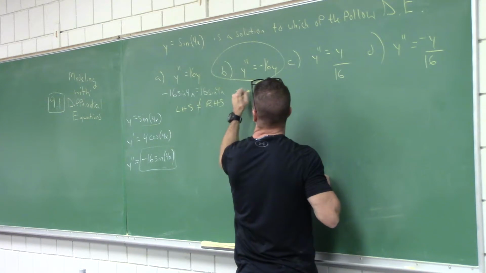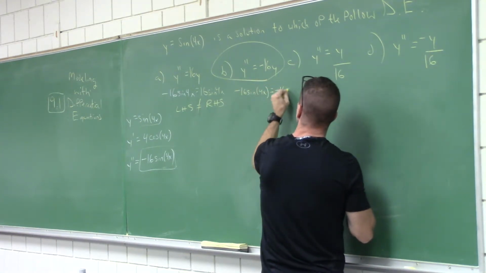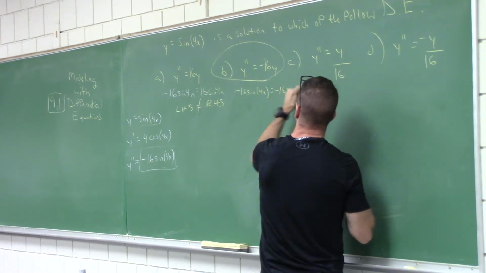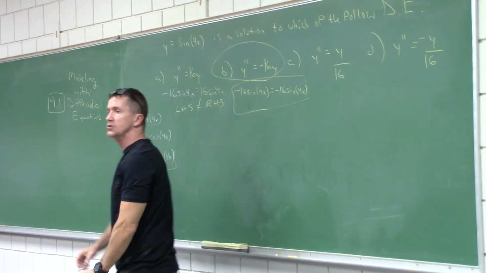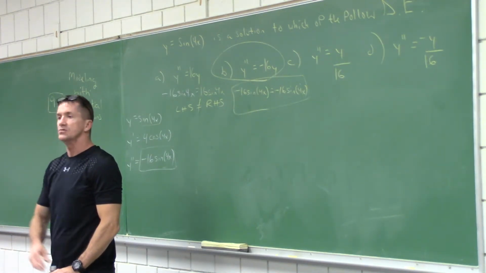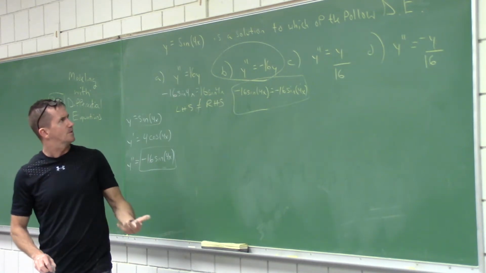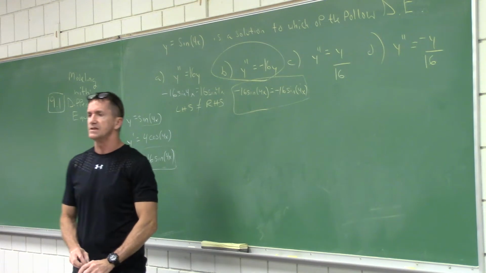Negative 16 sine 4x equals negative 16 sine of 4x. But don't let something like that stump you during a test. Sometimes it does. It's like, oh, I just got to take the derivatives and substitute. That's exactly right. But looking at the problem, you might sit there for a while going, I don't know what to do. And you're just going to go and check through A, B, C, D.